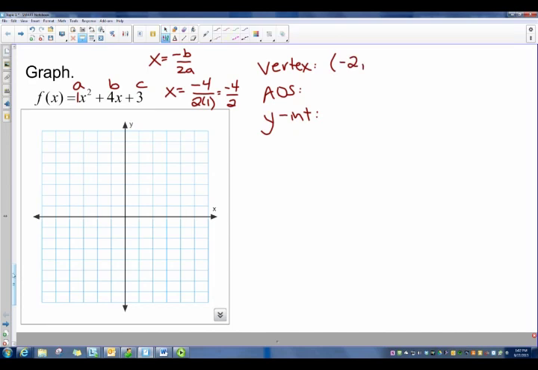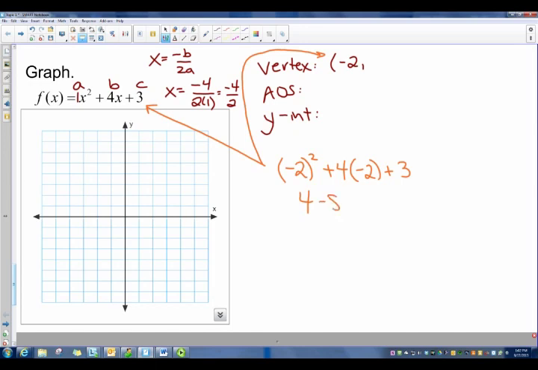For the second part, I take that negative 2 and I substitute it into my problem. So x squared is negative 2 squared, plus 4 times x, which is 4 times negative 2, plus 3. And we solve. Again, that's this equation with that number substituted in. Negative 2 squared is 4. 4 times negative 2 is negative 8, plus 3. So this is negative 4 plus 3, or negative 1. That is the other part of my vertex, which is negative 1.